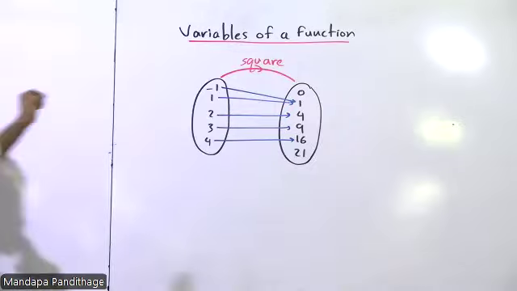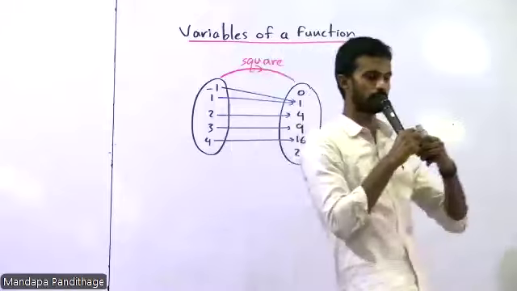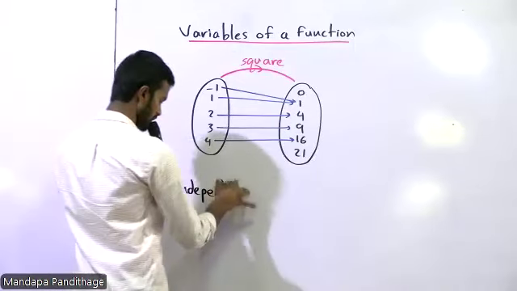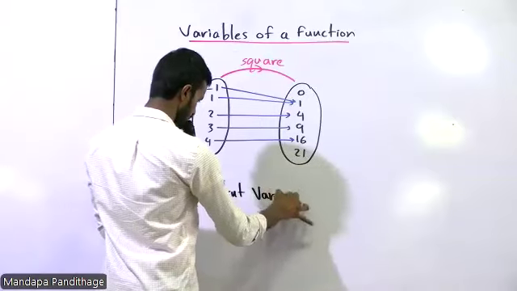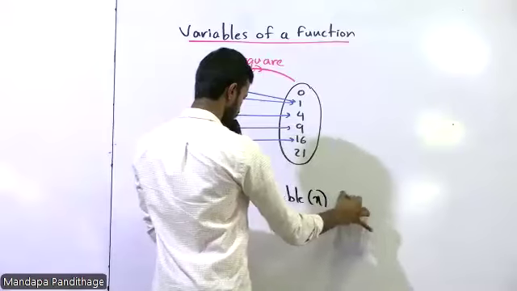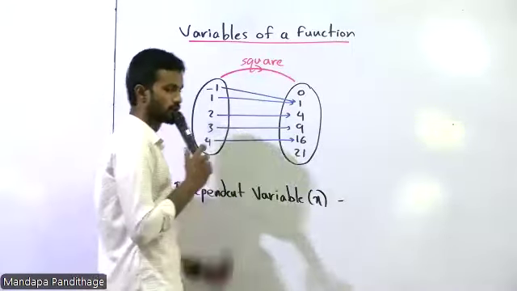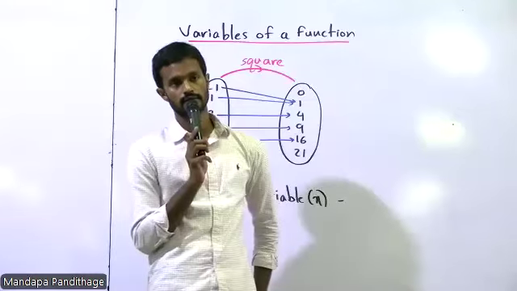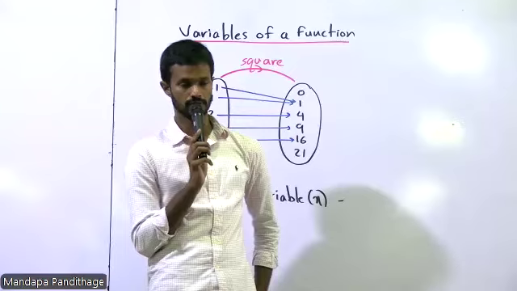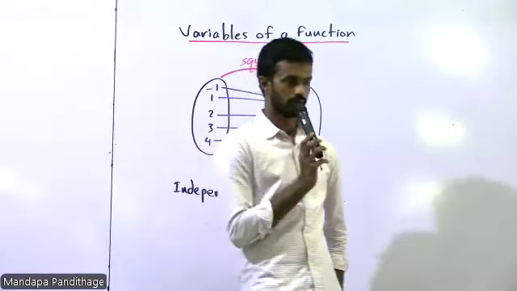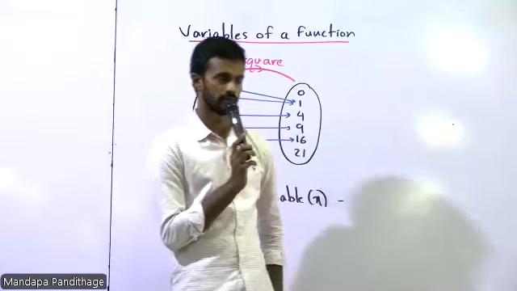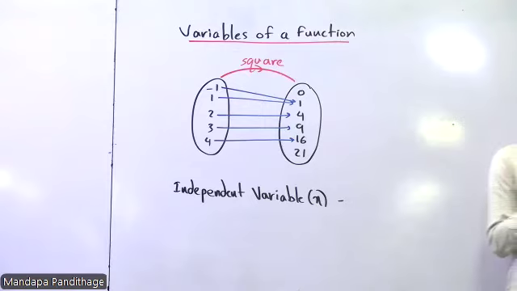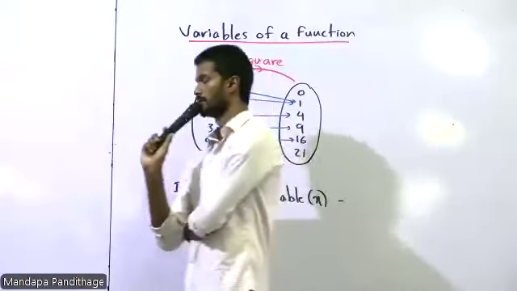Then, using a black pen, write independent variable within brackets x, and in front of that write this: the input variable of a function. This variable has the freedom to take any value.